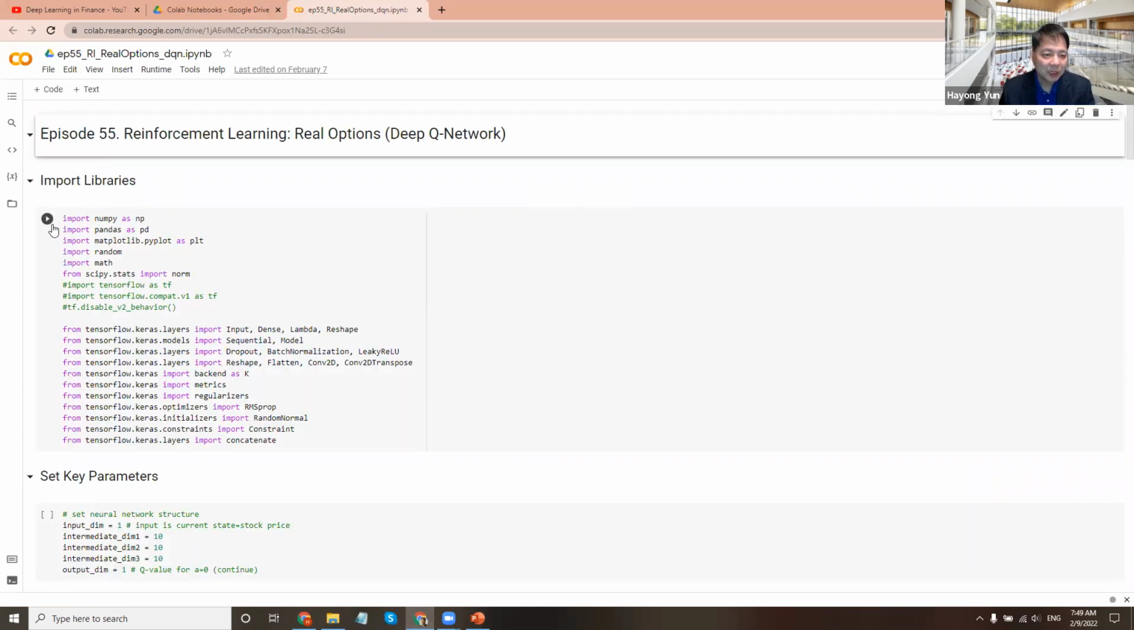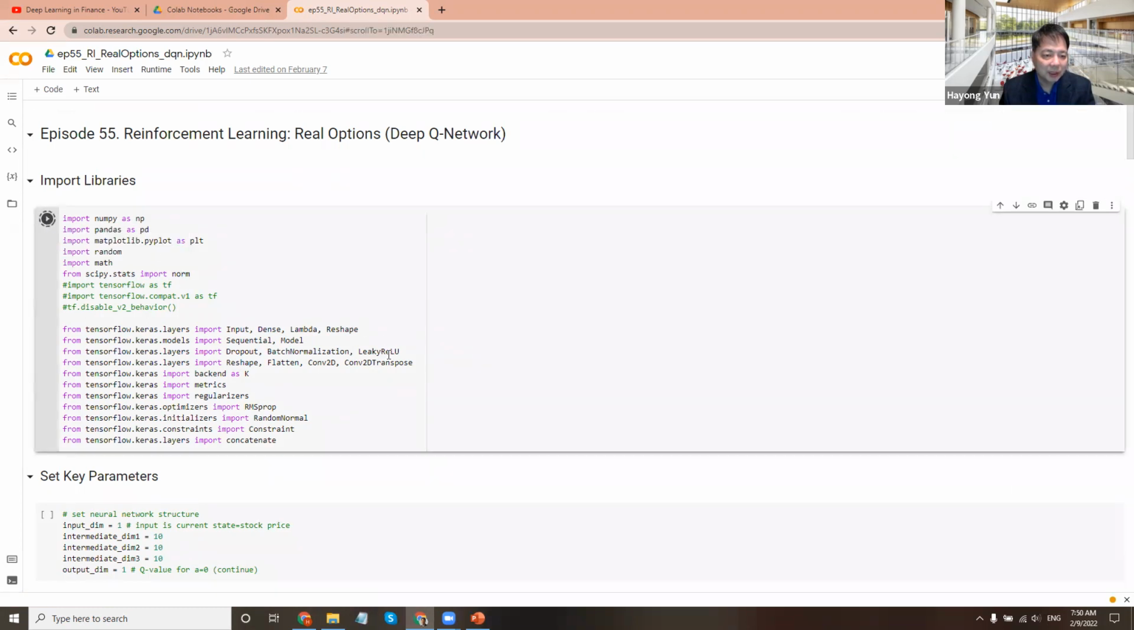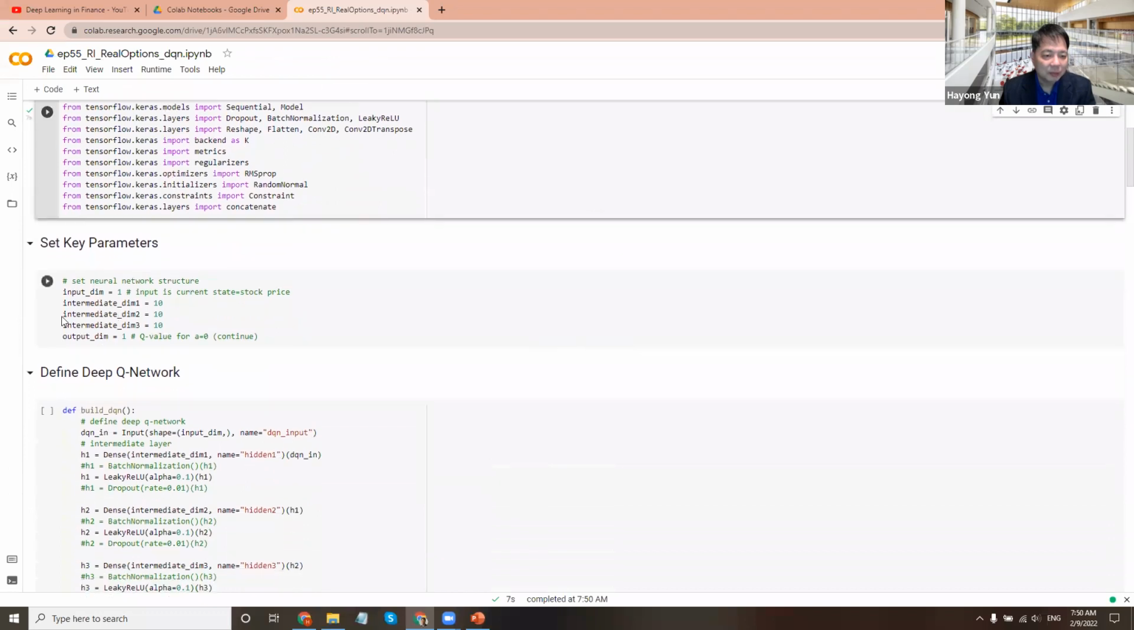So first we import libraries. These are mostly Keras and TensorFlow, which we'll be using. And then set the key parameters. There's only one input, because it's the current stock price that we'll be using. We'll observe the current stock price and then go through middle layers or hidden layers. The output dimension is the Q value, and I only have one Q value.